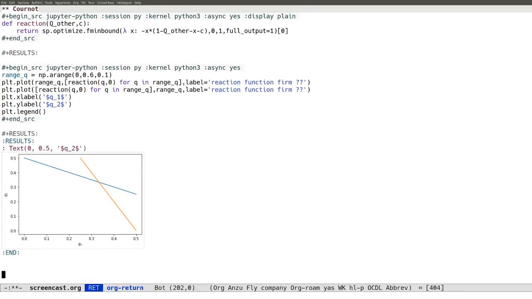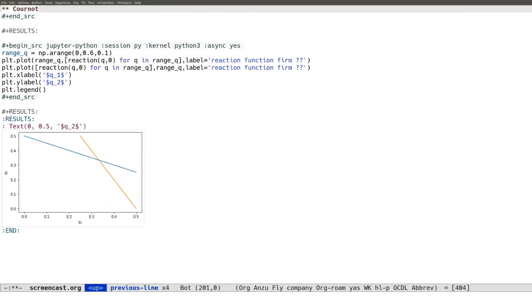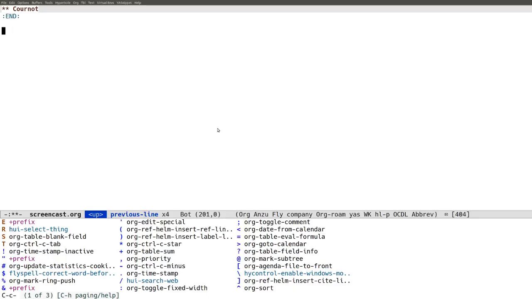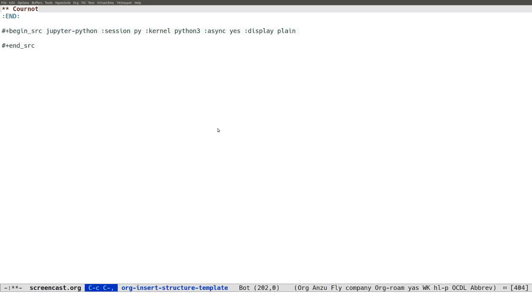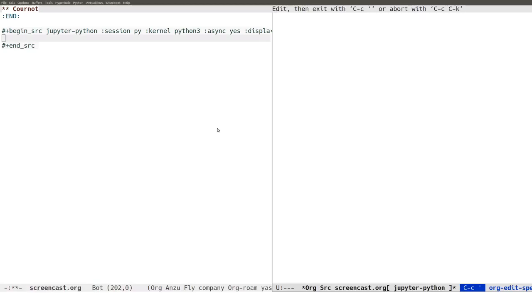The thing that we need to do now is to calculate this equilibrium point, this intersection point of these two reaction functions. And the way we do that is we're going to define a function called fixed point. That's going to be a function of the vector Q, and we're going to do this for a duopoly. So Q is going to have two elements, and C is going to have two elements as well.